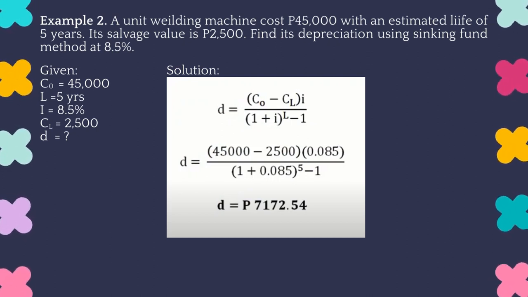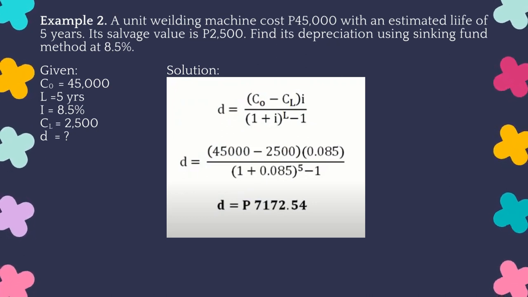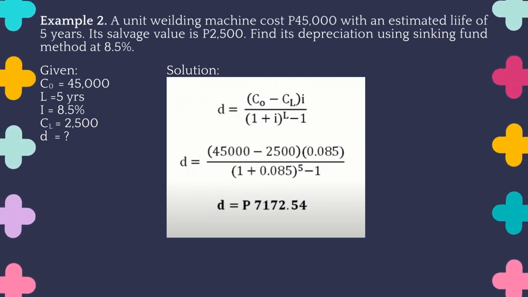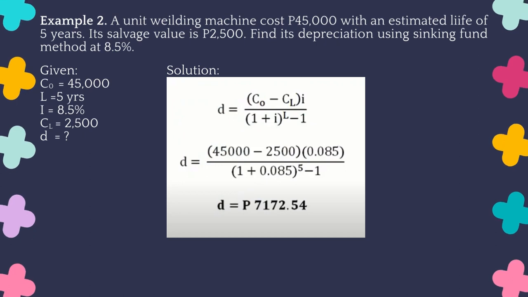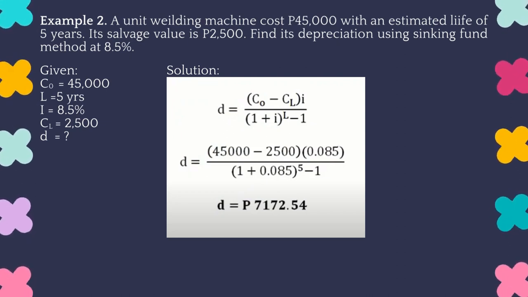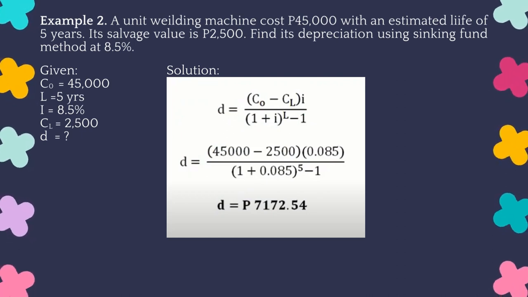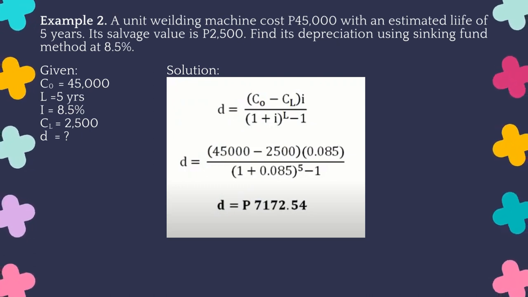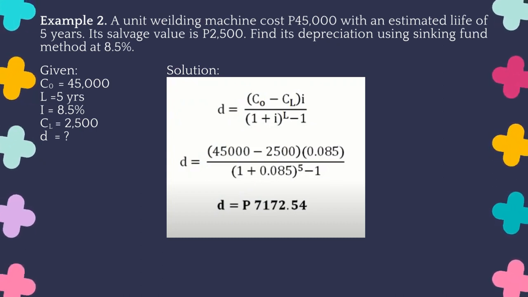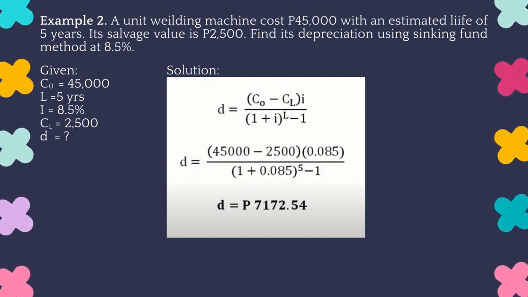Using the formula, D equals C sub O, which is the original cost of the property, minus C sub L, which is the salvage value of the property, times I, which is the interest rate, all over 1 plus I, the interest rate, to the power of L, which is the useful life of the property in years, minus 1. Then, let us substitute all the values. The original cost is 45,000 minus the salvage value 2,500 times the interest rate 0.085 all over 1 plus the interest rate 0.085 to the power of L, which is the useful life of the property, which is 5, minus 1. And lastly, let us calculate all the values.